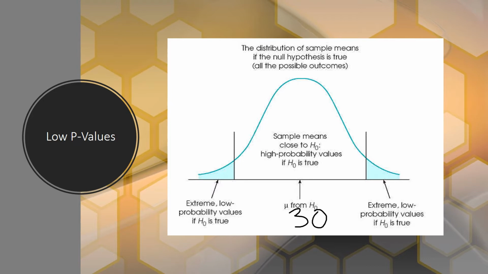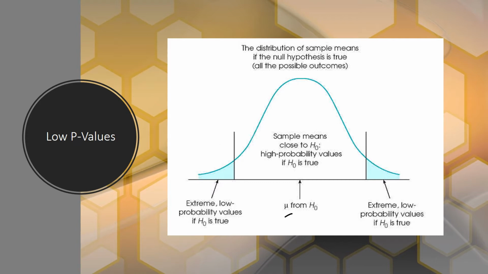If we get sample means that are either over here in this area, or over here in this area, then it's far away from the 30, right? And if you found the z statistic or the t statistic and found probabilities of those or more extreme values, the probability will be low. The p-value will be low.